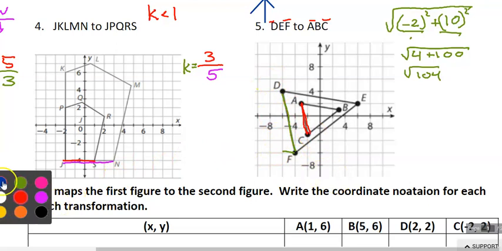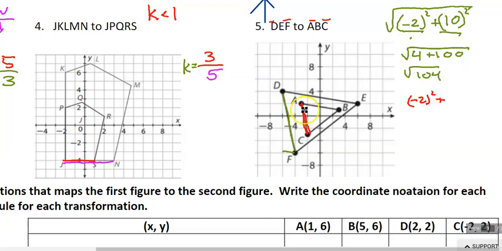And then do the same thing, but with AC. So we'll have over 2 squared, plus we're going to go up. Actually, we're going to go over 1. That looks like just over 1. Yeah. And we're going to go up 2, 4, 5. That's going to equal the square root of 26.